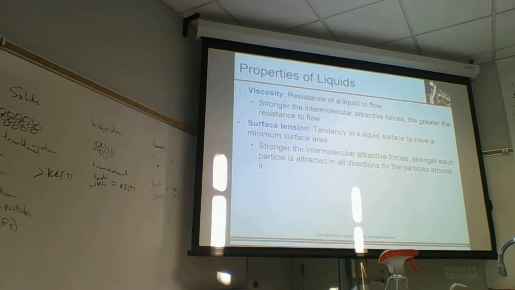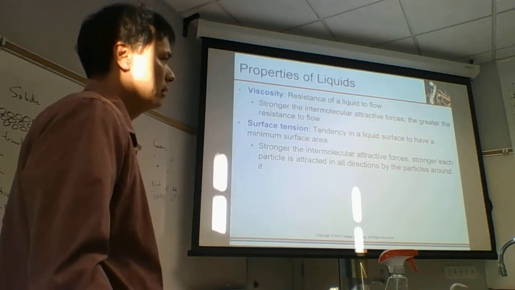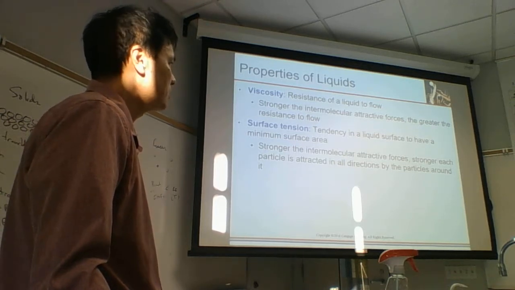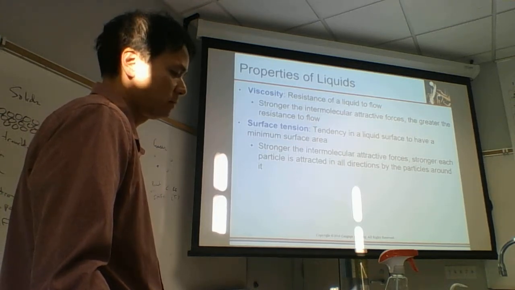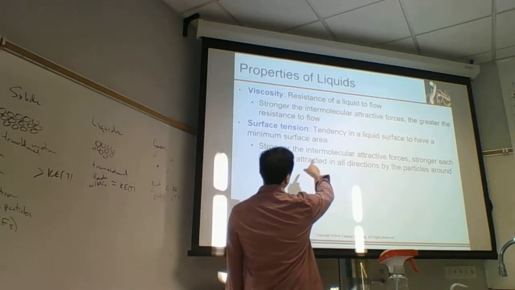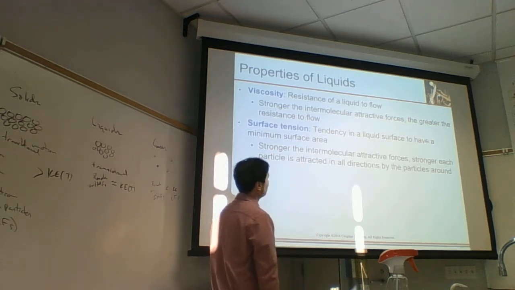We have a few other properties that we'll talk about for water. One's viscosity. Viscosity is the resistance to flow. And so maple syrup is highly viscous. Water is a lot less viscous. Ether is even less viscous. And so the stronger the intermolecular force is, the higher the viscosity, more resistant to flow.